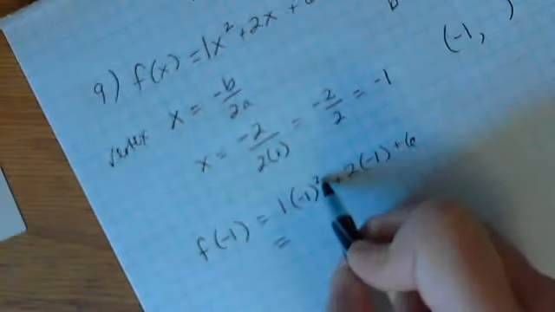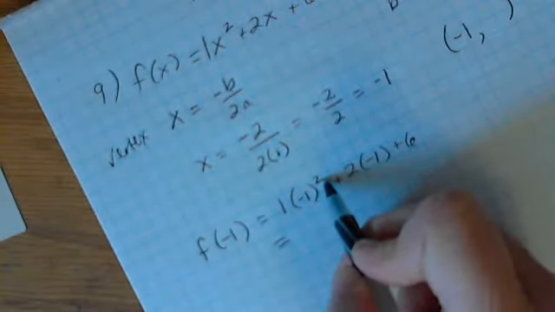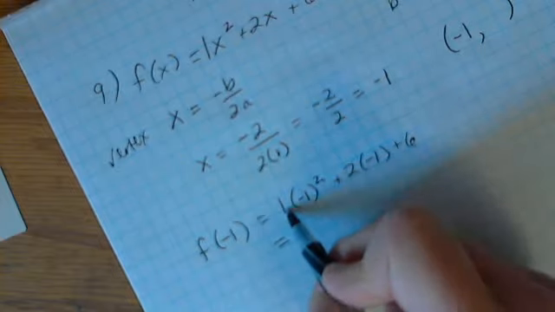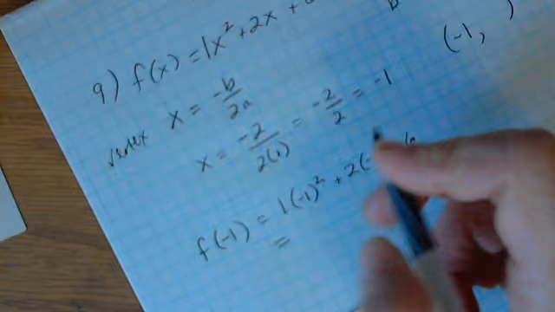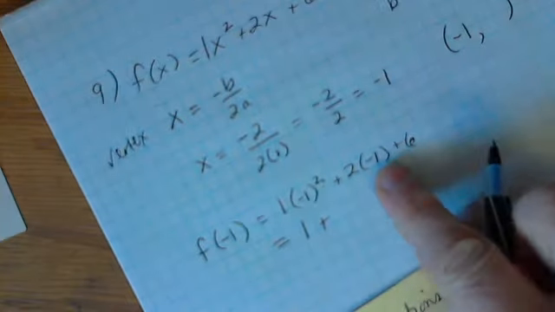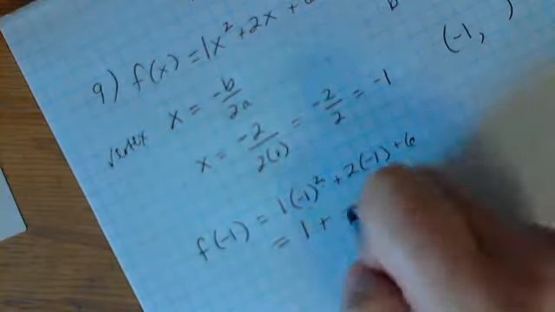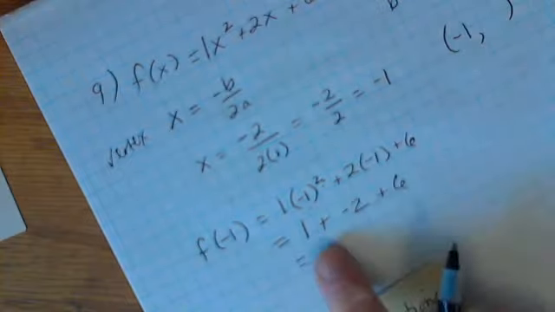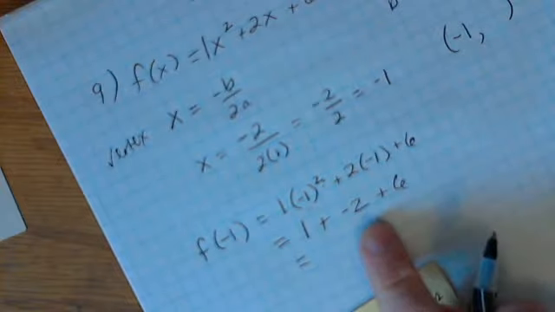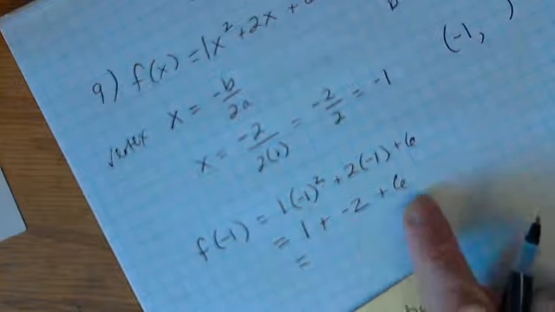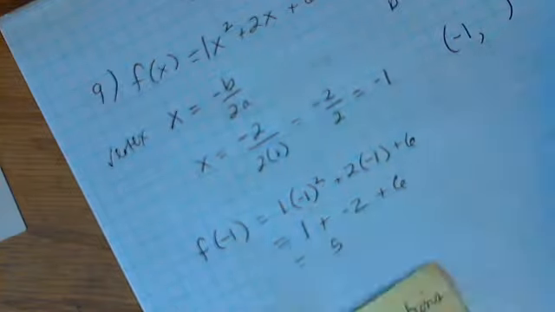Negative 1 times itself, do the exponent first. Negative 1 times negative 1 is positive 1. Positive 1 times this 1 just makes positive 1 again. You can use your calculator if these steps are confusing you. 2 times negative 1 is negative 2 plus 6. Now let's add from left to right. 1 plus negative 2 is negative 1, and negative 1 plus 6 is positive 5.